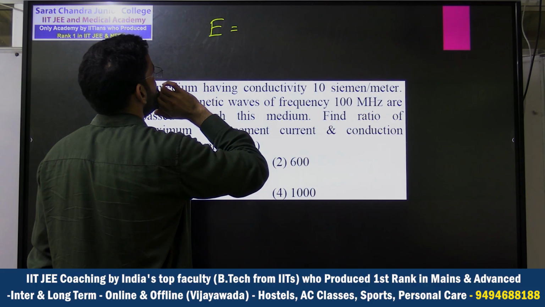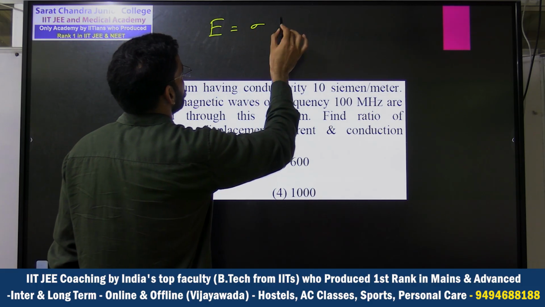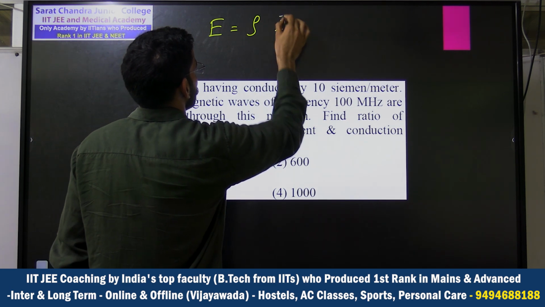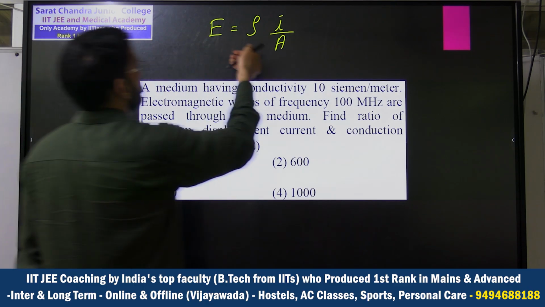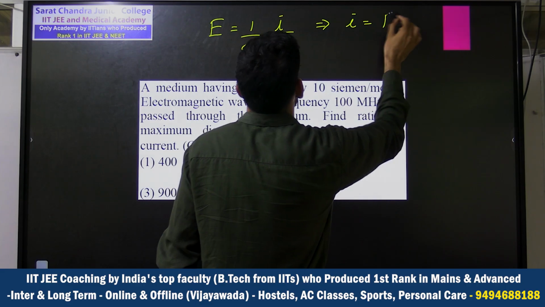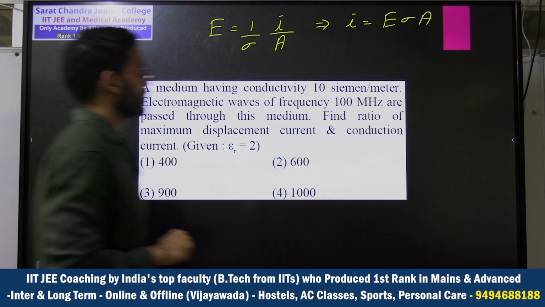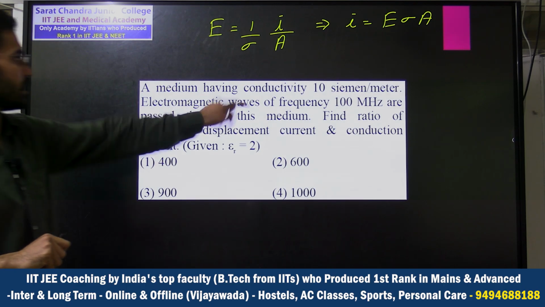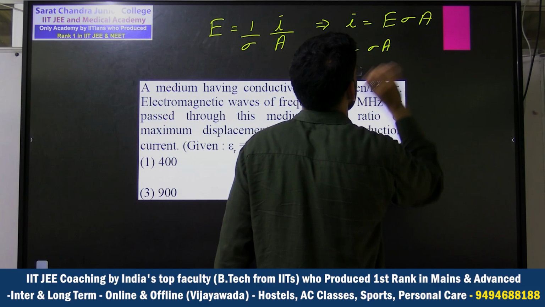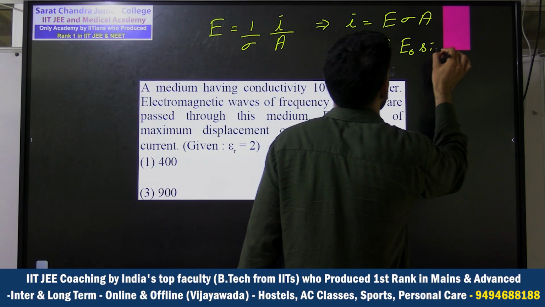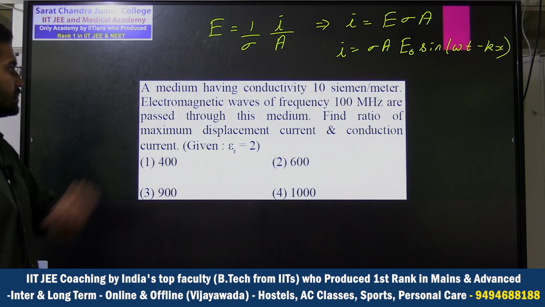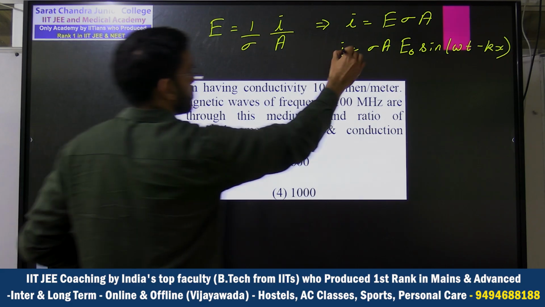Electric field is equal to resistivity into J. J is what? Current per unit area. Resistivity is 1 upon conductivity, 1 by sigma. So here I is E sigma A. Now he is saying electromagnetic wave, so the electric field is not constant like this, but E naught into sine of omega t minus kx. This is your conduction current.